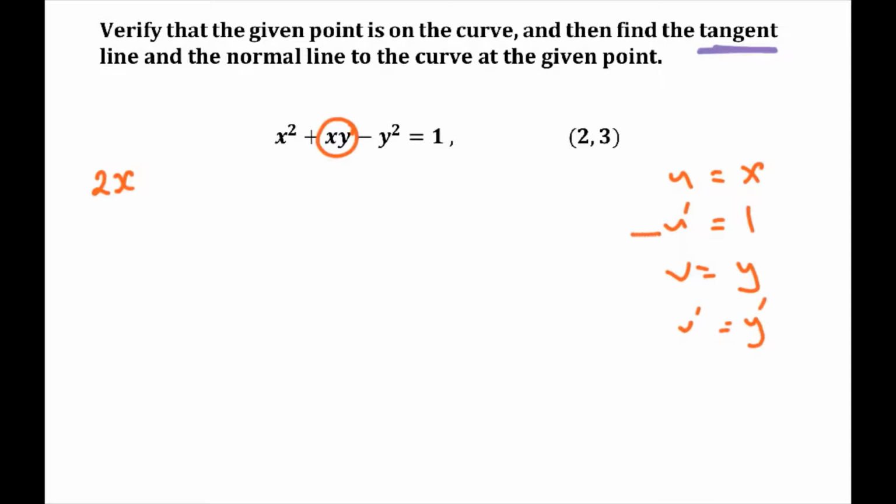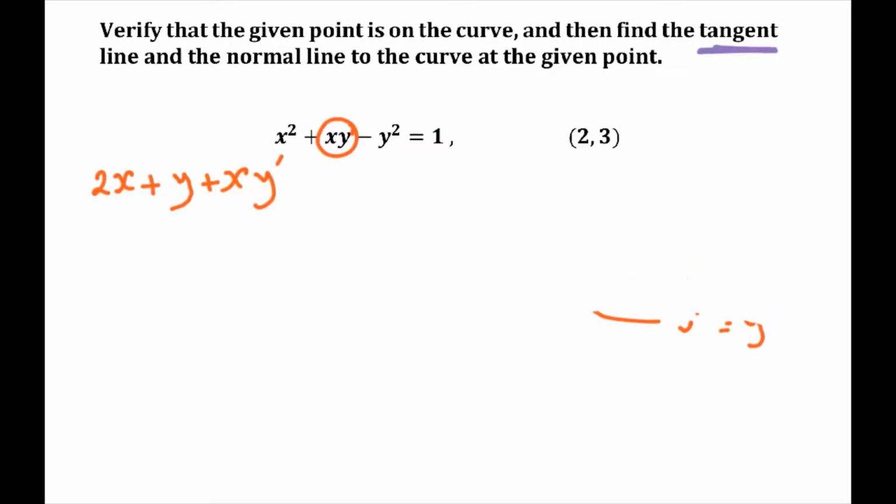So you can say 1 times y plus x times y prime. So 1 times y is y plus x y prime. And then the derivative of negative y squared is basically negative 2y, and then remember, don't forget to add y prime, equal the derivative of 1, which is 0.